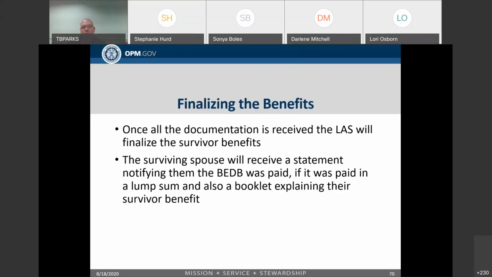But then at that point, the surviving spouse would receive a statement that notifies them that the basic employee death benefit, or what we call the BEDB, was paid, if it was paid out in a lump sum. If there's a survivor benefit, then there's a booklet called Your Federal Retirement, or Your Federal Survivor Benefits, that explains their monthly survivor benefit that would come out, and that's computer generated, so that comes out on its own. Usually within a couple weeks after the case has been finalized.